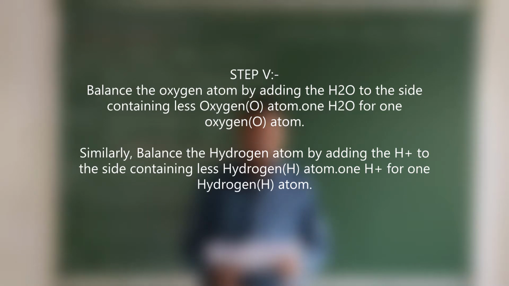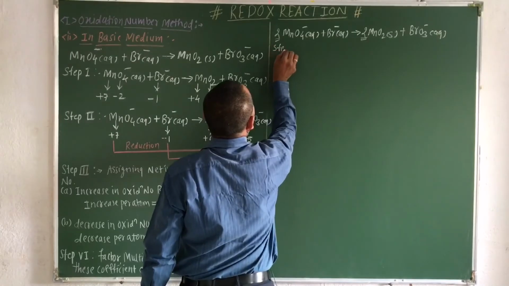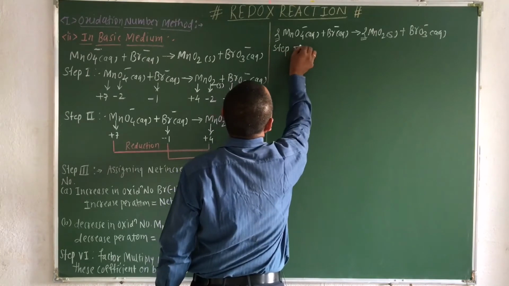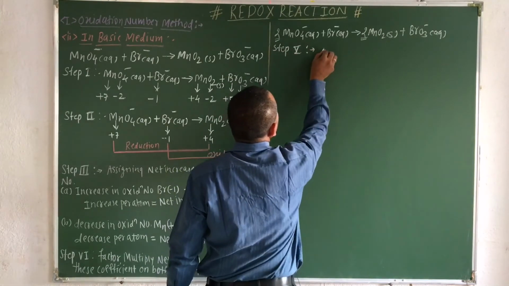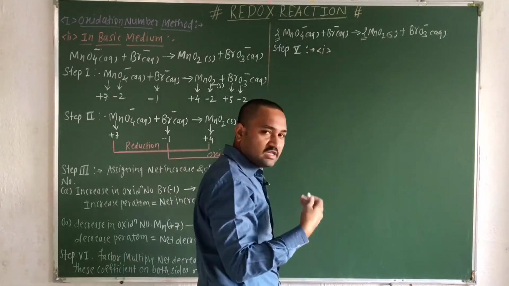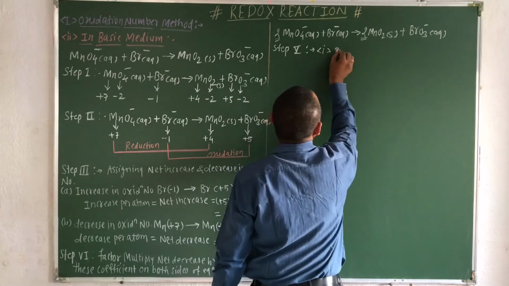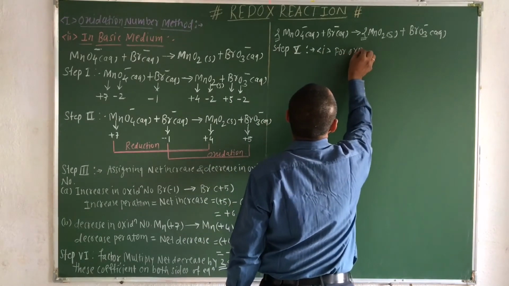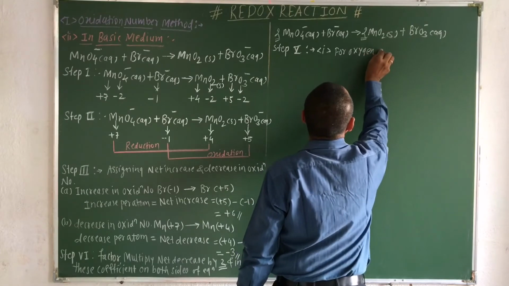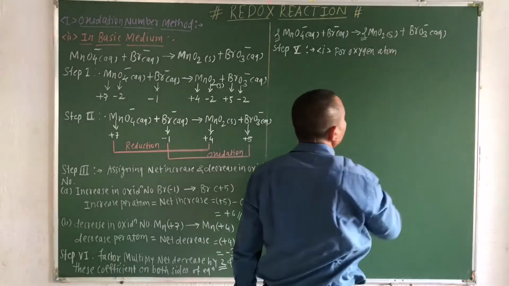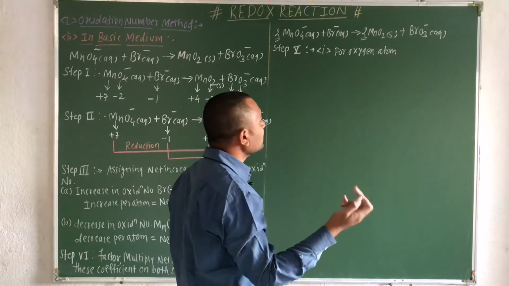Similarly, balance the hydrogen atom by adding H plus, that is proton ion, to the side with less hydrogen atom. What about step number 5? We know that in step number 5 we balance the hydrogen and the oxygen atoms. Now for the oxygen atom, as you have learned in the previous lecture, 1 H2O for 1 oxygen atom.